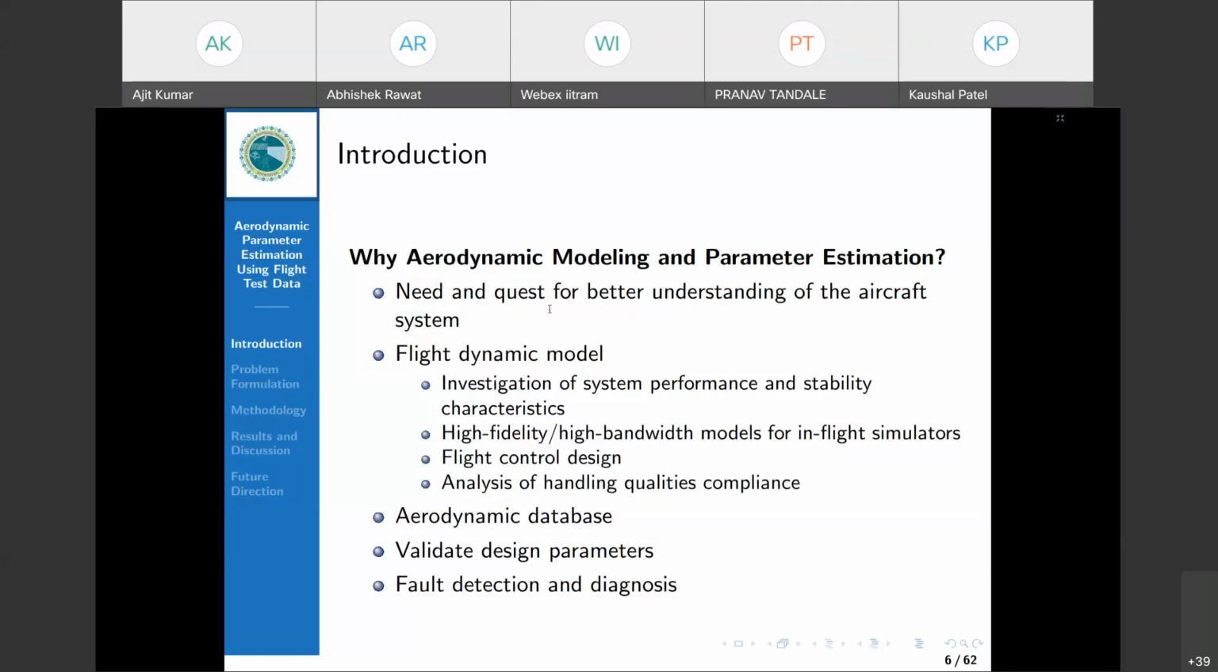And we also know the importance of deriving a flight dynamic model, because it helps in investigation of system performance and stability characteristics. It helps in finding a high fidelity, high bandwidth model for in-flight simulators. It helps in designing a good flight control system. It also helps in doing analysis on handling qualities compliance. Apart from these advantages, we also have the advantage of finding an aerodynamic database with the help of aerodynamic parameters. And we also validate design parameters, for example, wind tunnel parameters, using these parameters. It is also useful in fault detection and diagnosis, of course. So these are the motivations of doing parameter estimation related work.